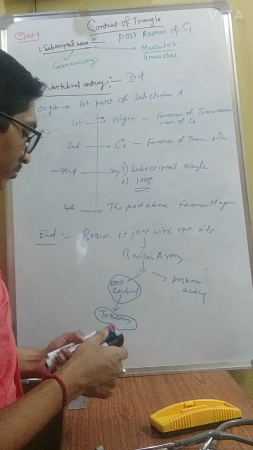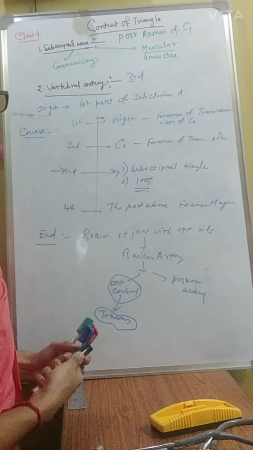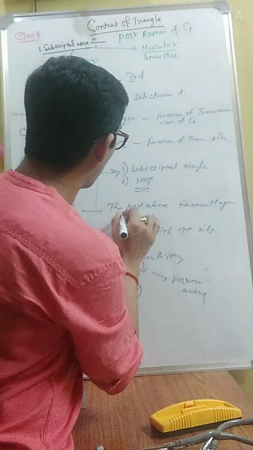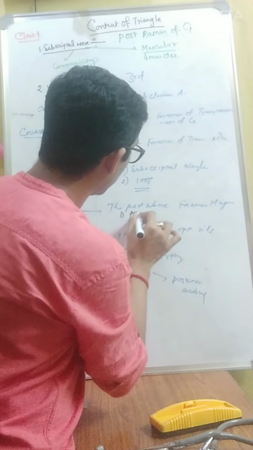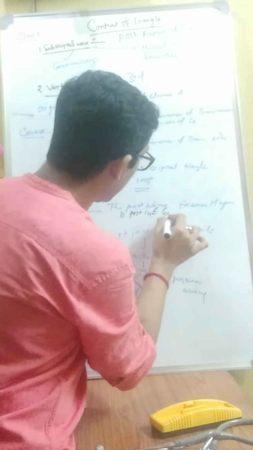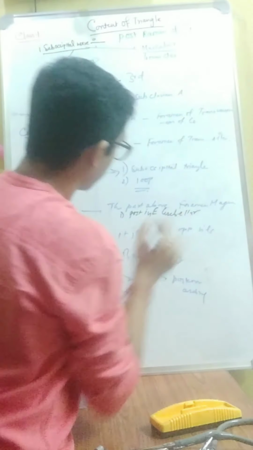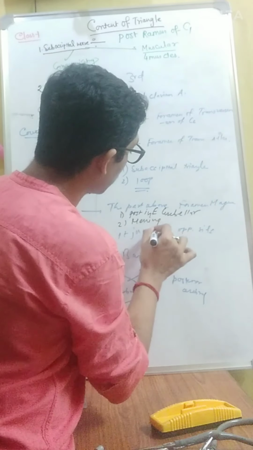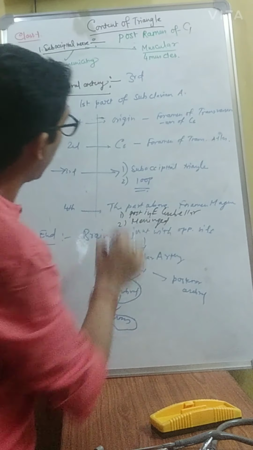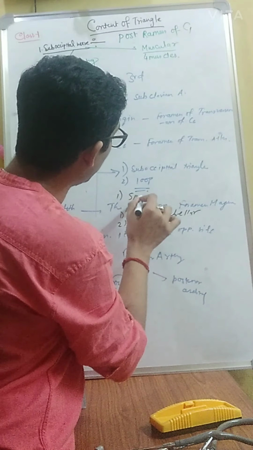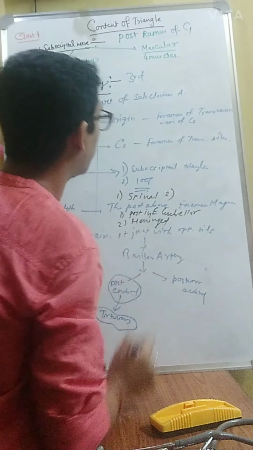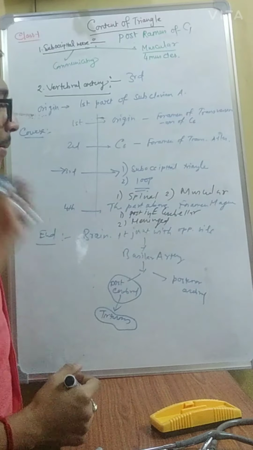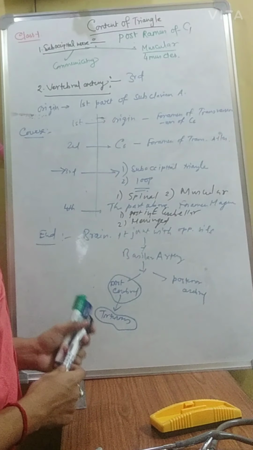If I mention the branches, in the fourth part one very important branch is the posterior inferior cerebellar. And there are some meningeal branches, some spinal branches, and some muscular branches also. So these are about your vertebral artery.